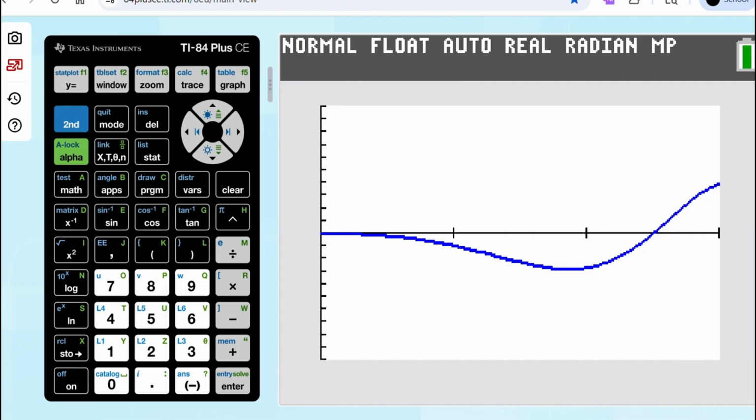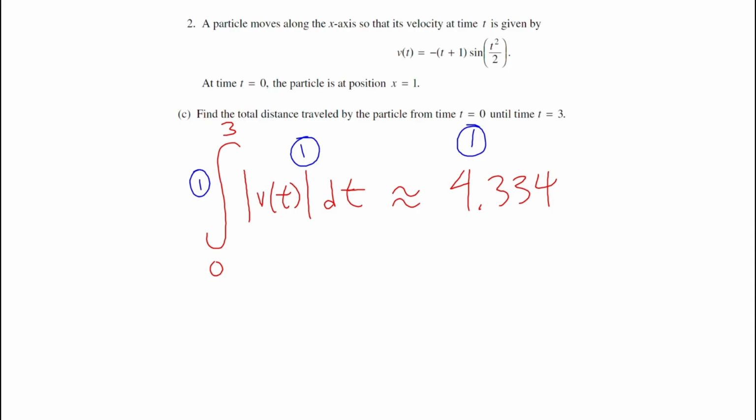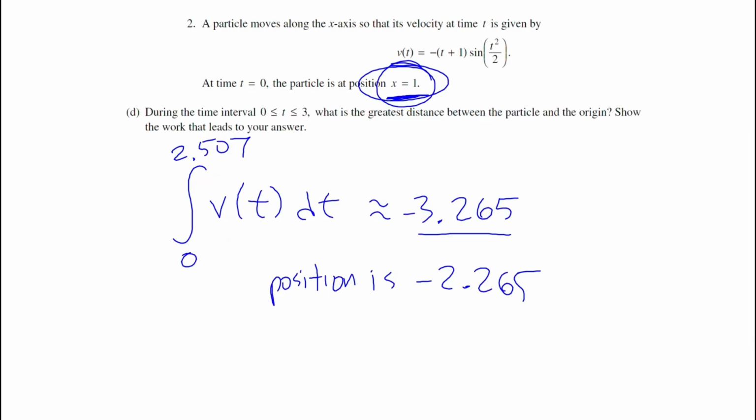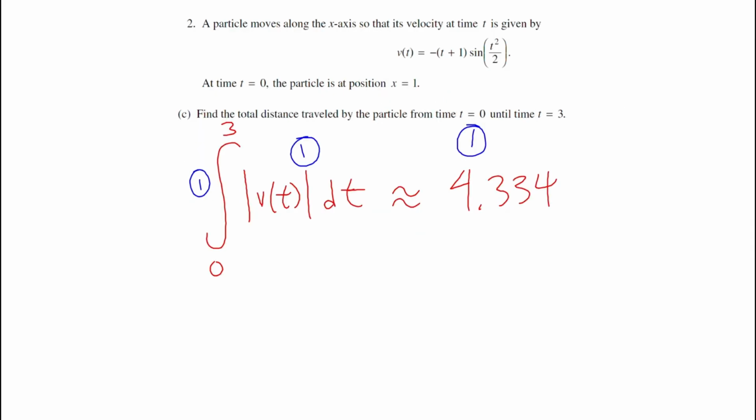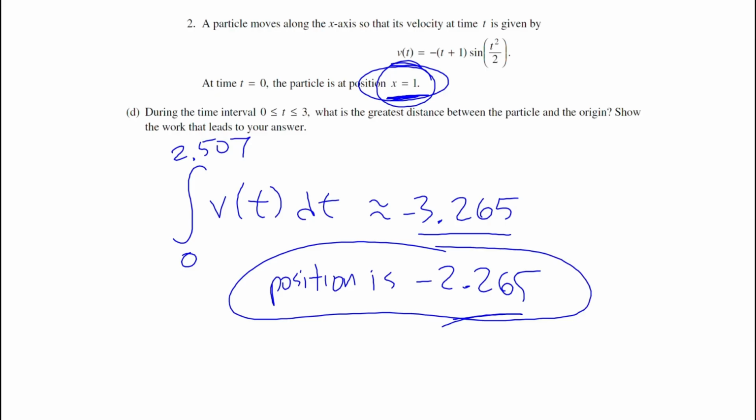And we could even be certain of that, right? Because we know what the total distance that it traveled was. The total distance that it traveled was 4.334, right? If we look at part C. And so if we already had gone 3.265, and then we're at a position of negative 2.265, we don't have that much more left to go to 4.33, only 1 more unit back to the right. And so we're still going to be to the left of the origin. And thus, we are not going to be going further beyond the origin to the right where we may be further away from than 2.265.